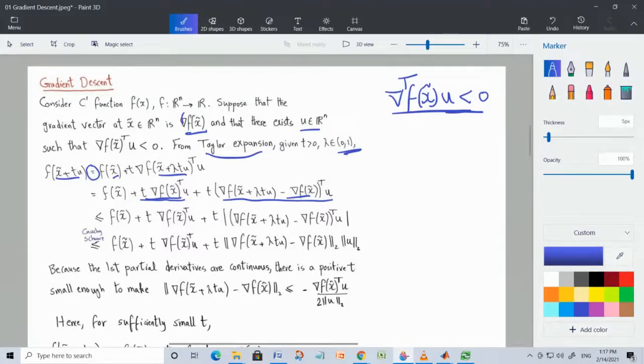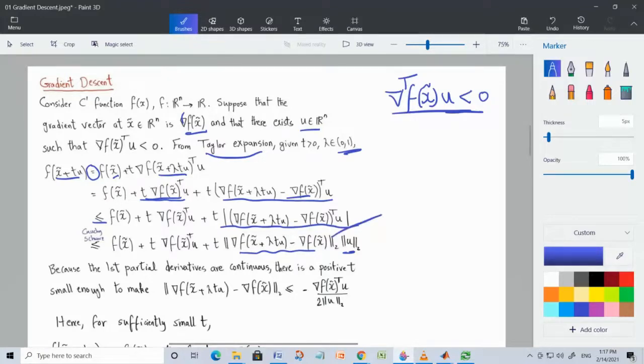It's a real quantity, so it is definitely less than or equal to its absolute value. And then we have an inner product here, so by the Cauchy-Schwarz inequality, this is upper bounded by the L2 norm of the difference between the gradient at x tilde and at x tilde plus lambda tu, times the L2 norm of u. Okay, so if you wonder why C1 functions, this is a place where we can exploit the fact that the partial derivatives are continuous.